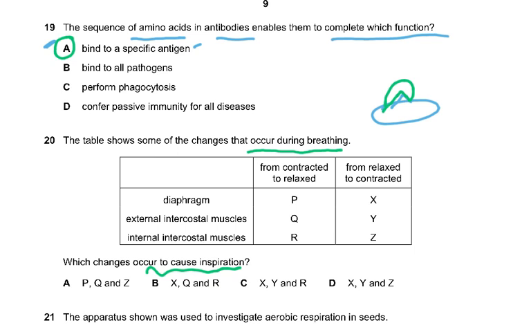So what we have to understand is that the answer to this would be what? X, Y, because the diaphragm from relaxed to contracted, the diaphragm has to contract and become flattened. External intercostal muscles have to contract as well. But internal intercostal muscles must relax. So it is X, Y, and R. So the answer is C. Why? Because internal intercostal muscles only work when we are forcefully exhaling, like when you're coughing. When you cough, you forcefully exhale, and that is when the internal intercostal muscles come into play. So that is the answer to question number 20.